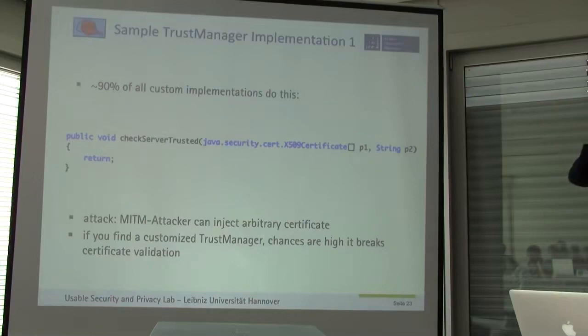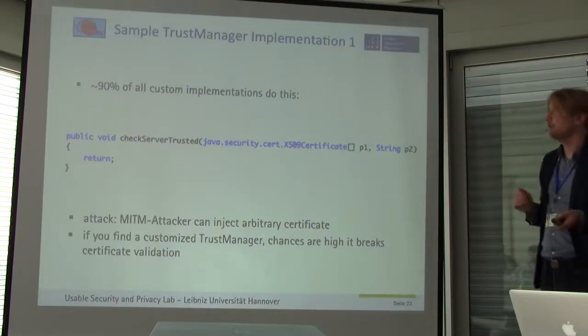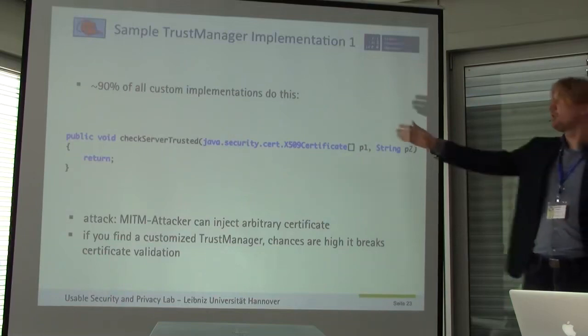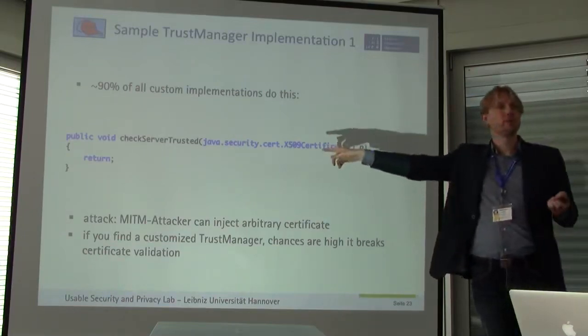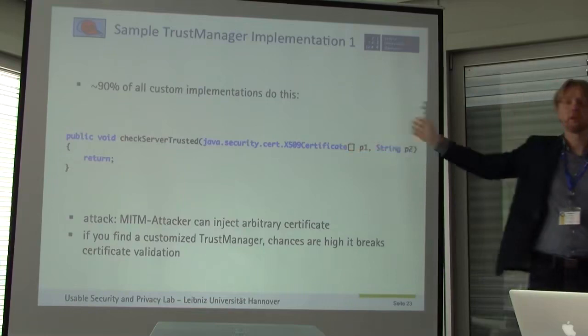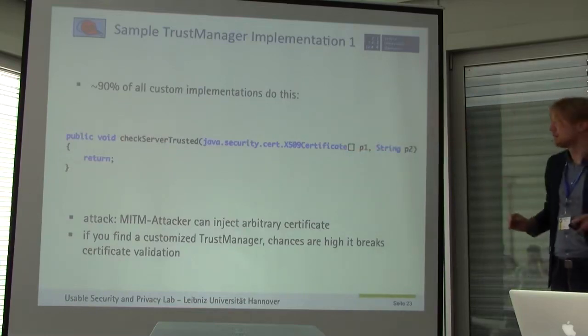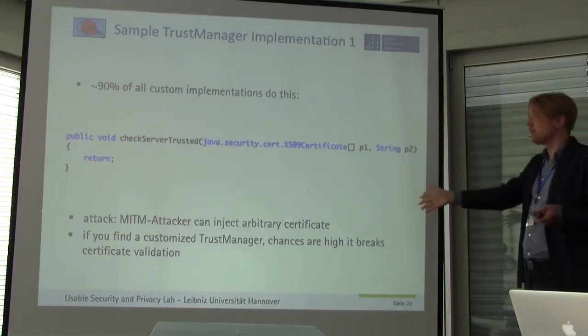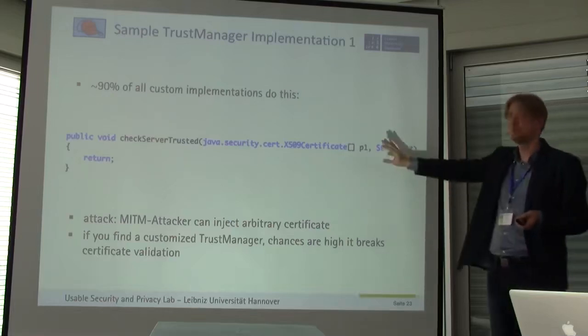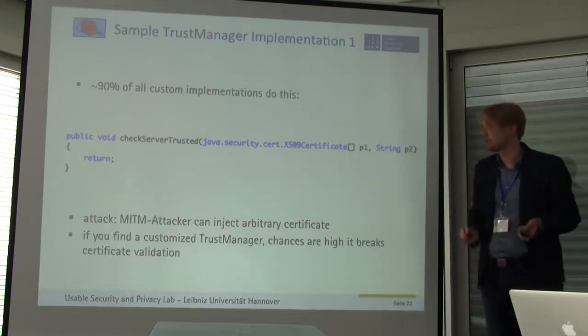So just to give you an idea what these things look like, so we have the check server is trusted, and in 90% of the cases we found it just says return true, or it just returns without doing anything. So a man-in-the-middle attacker can inject an arbitrary certificate because there are no checks whatsoever, the method just returns.